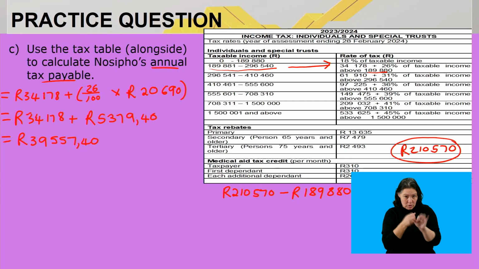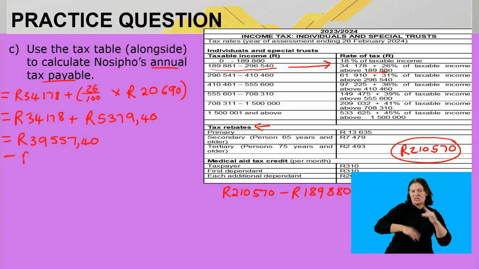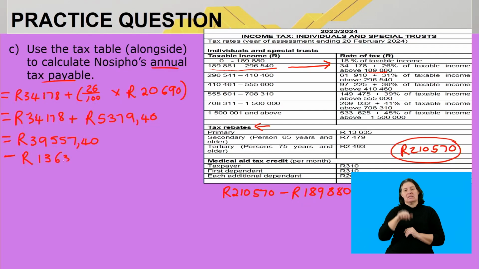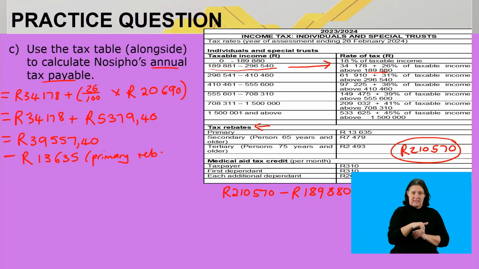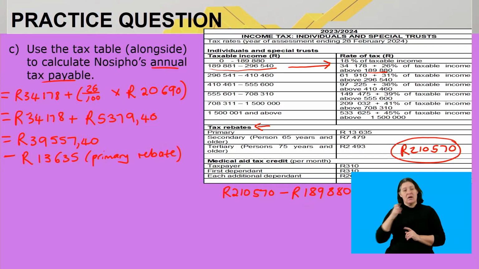Right, I hope you guys are still with me. So now we are moving on to our next. We are done with the first part. We're moving on to our rebates. We said this lady is definitely younger than 65 years old, right? She's 27 years old. So therefore, she will only qualify for the primary rebate. So I will deduct that. Remember, what is a rebate? It's like a discount we get from our government, right? So minus 13,635 rand, and I'll indicate this is my primary rebate. I must also deduct then another amount, and what will that be?